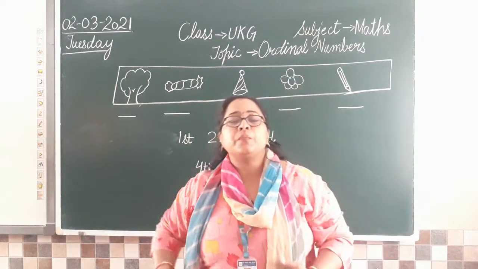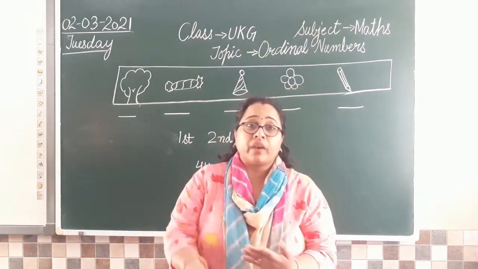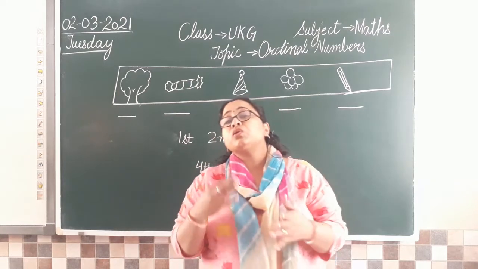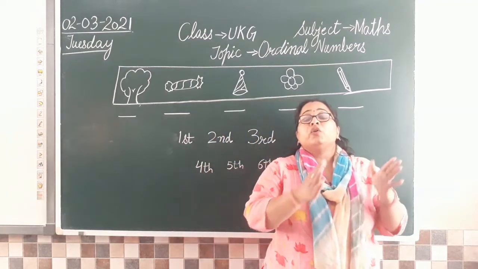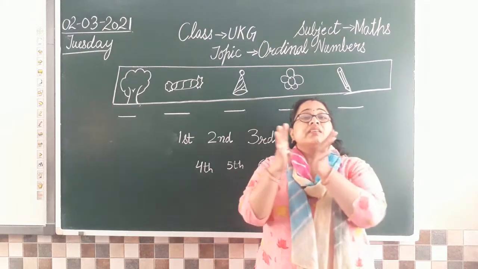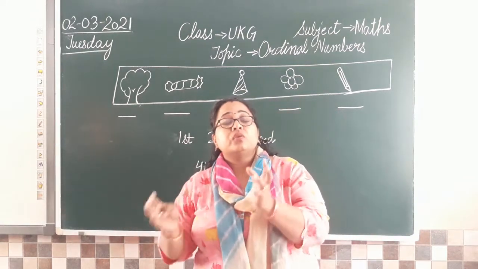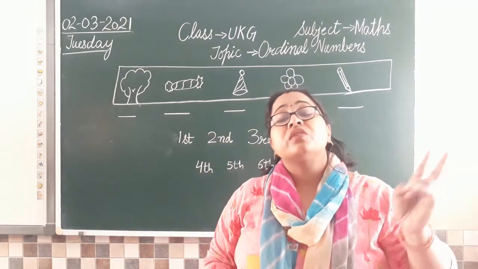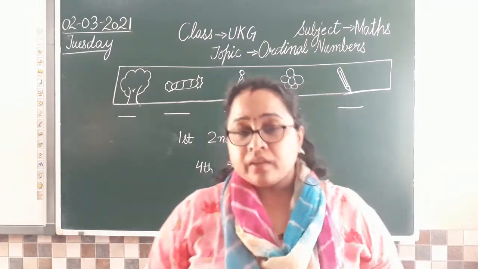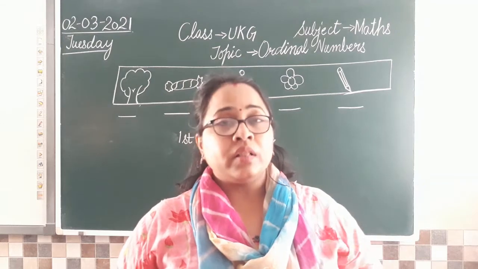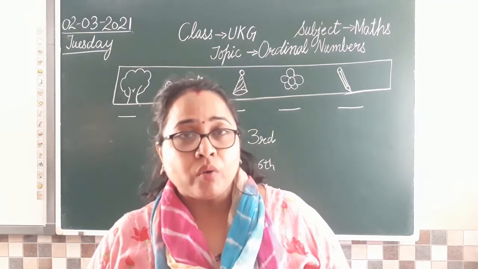Then positions in the class. The better your performance, the better your grades. And like that, we use more positions. Like you are standing first in the class, second in the class. So this is again your positions. So the numbers that are telling the position of an object are called ordinal numbers. Is that clear to everyone?